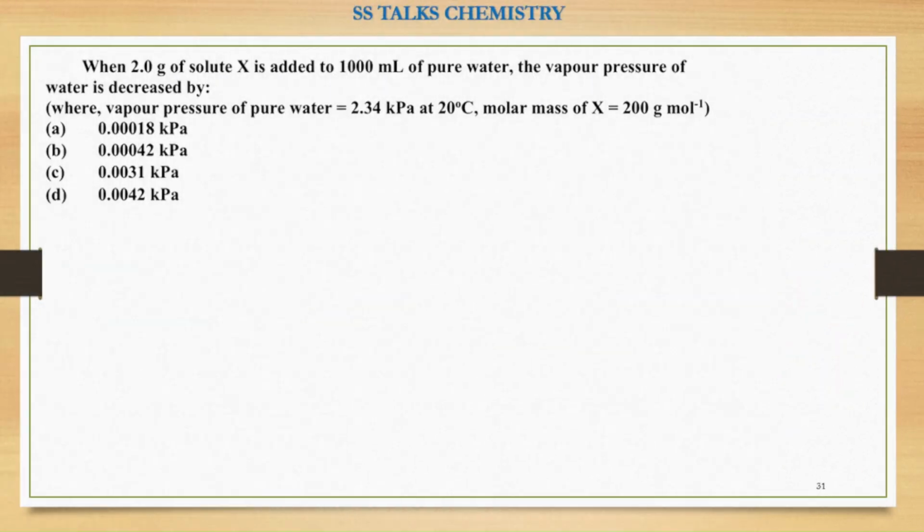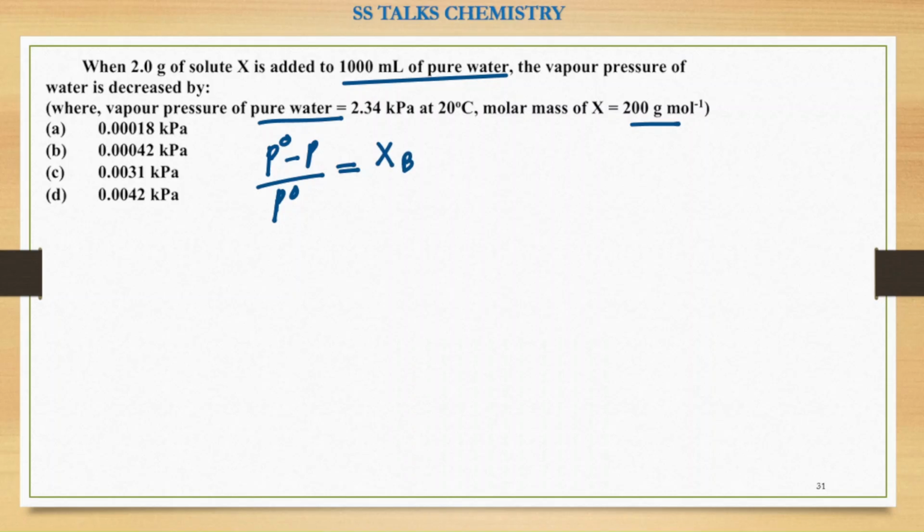It says that when 2 grams of solute is added to 1000 ml of pure water, the vapor pressure is decreased by how much? The original vapor pressure of pure water is given to us, and the molar mass of X is also given. We know that the relative lowering in vapor pressure, P naught minus P upon P naught, is equal to the mole fraction of the solute that we are adding.